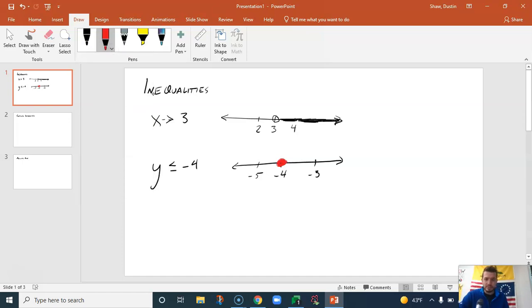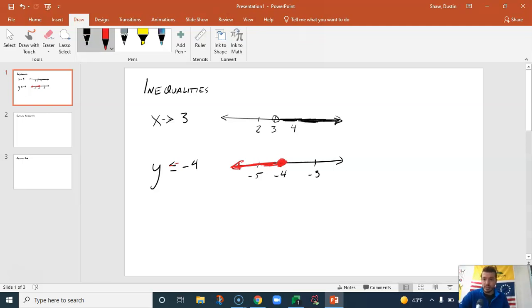Now this time it's less than. Remember my arrow, I can make this into a little arrow here. Since the variable's on the left, I'm going to shade in to the left. So this is y is less than or equal to negative 4. If you see this equal bar here, that means your circle is filled in. No equal bar, open circle. I really encourage you to make sure that your variable is always on the left side.